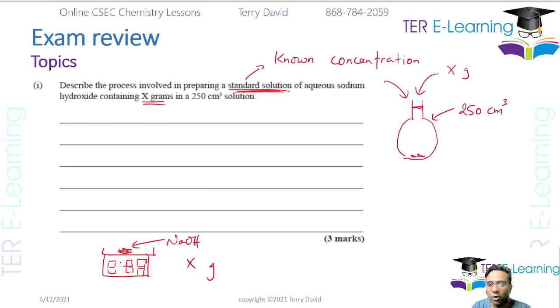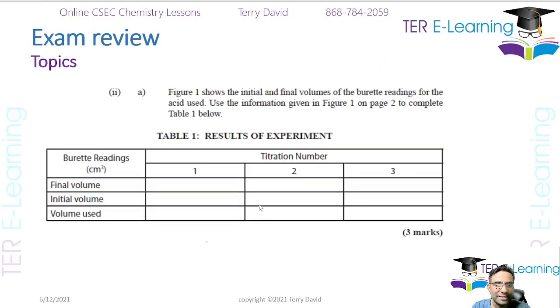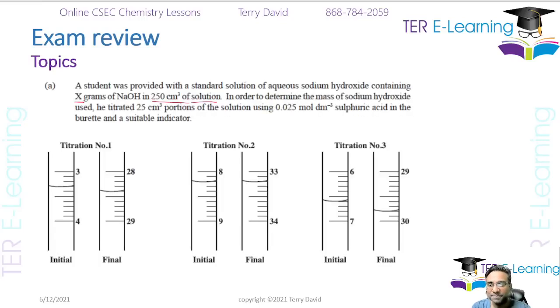So that's it for my standard solution. Now let's see if we can tackle the other parts. In figure 1, it shows the initial and final volumes of the burette. We want to complete the table. In the exam, they give you plenty of marks for this, even though you're only seeing 3 marks here. I've seen where they give you something like 9 marks to work these things out. So here's what we do.